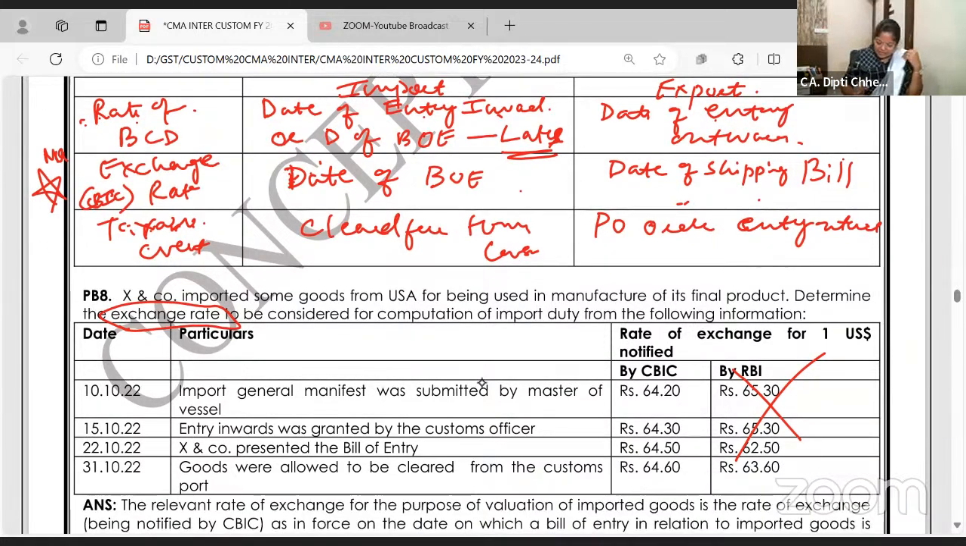Now you say the answer. Import general manifest was submitted by the master of the vessel. Entry inward was granted by the customs officer. XNCO presented the bill of entry. Goods were allowed to be cleared for home consumption. See, from the 10th to the 31st, the import procedure is going on.